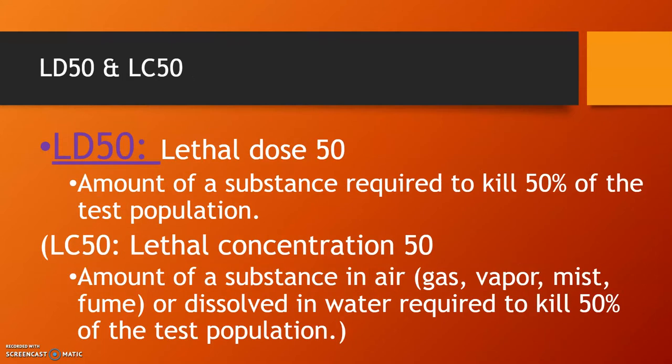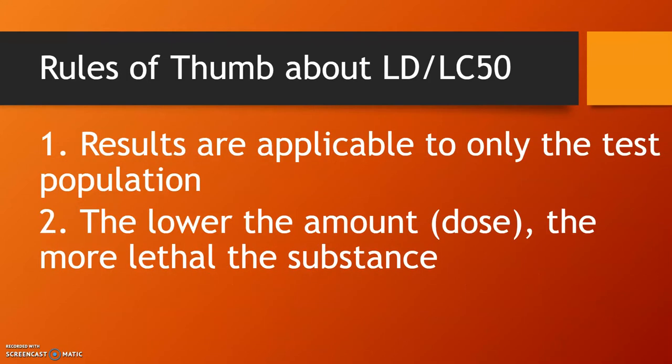One of the ways that they do that is what's called an LD50 or an LC50. LD50 is the amount of substance required to kill 50% of the test population. So a lot of times that's referring to mice or rats. And LC50, the lethal concentration 50, is the amount of substance in the air or gas or vapor or mist or fume or dissolved in water required to kill 50% of the test population. That could be things like fish or shrimp.